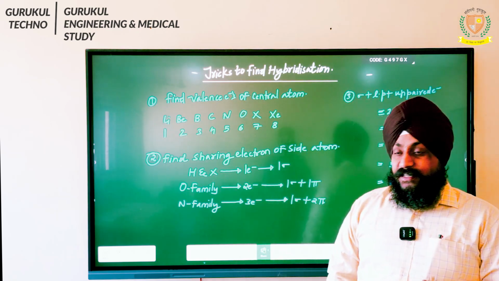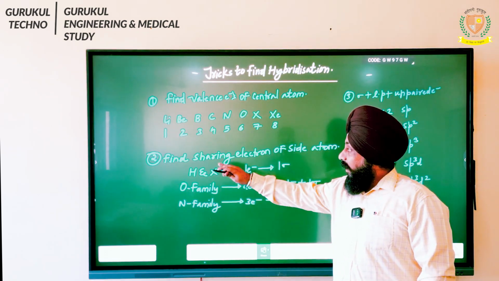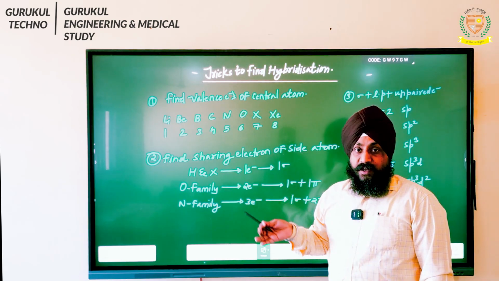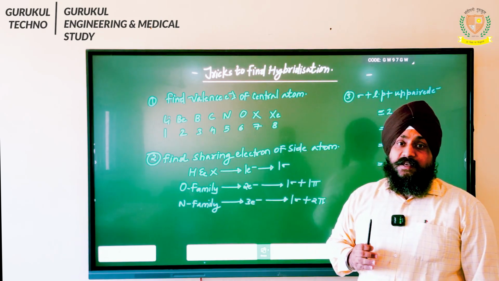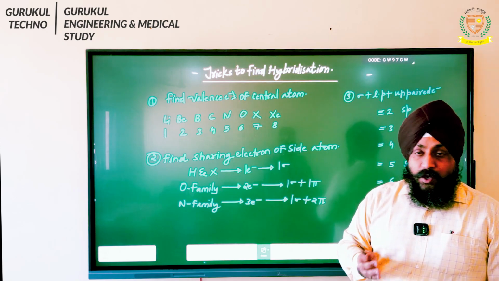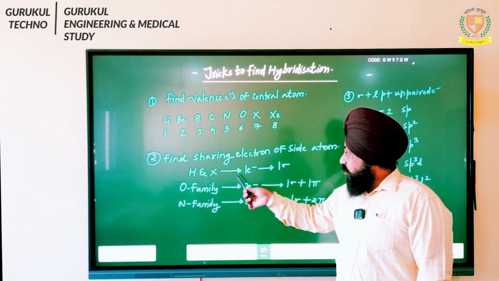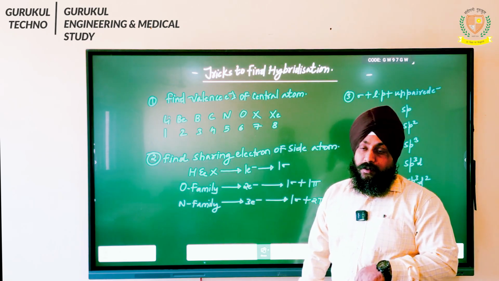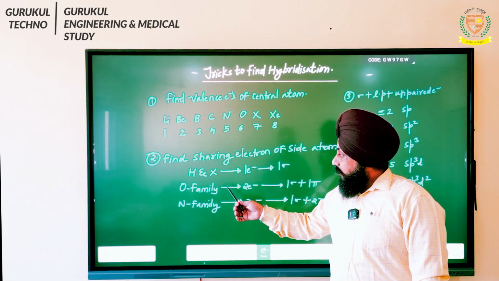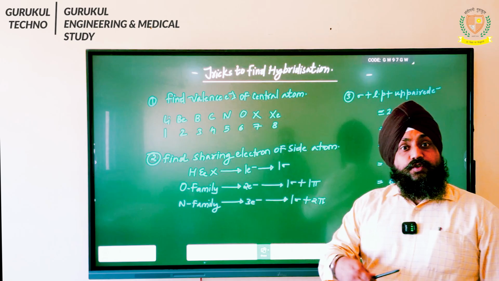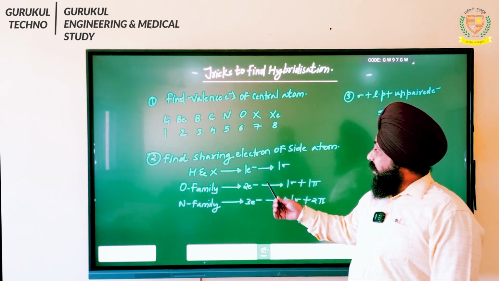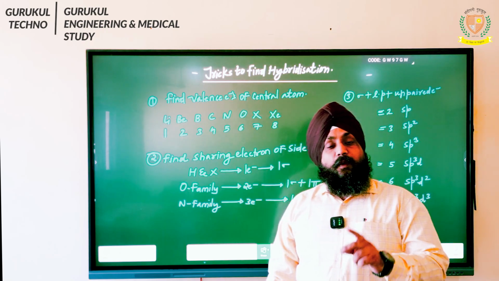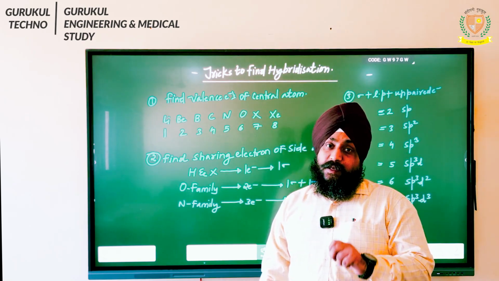Students, now the second step which you are going to do, you are going to find the sharing electron of the side atom. If the side atom is hydrogen or halogen, its sharing electron will be 1 and it will form always 1 sigma bond. When the side atom belongs to oxygen family, the sharing electron is going to be what? It is going to be 2. So it is going to form 1 sigma bond and 1 pi bond.